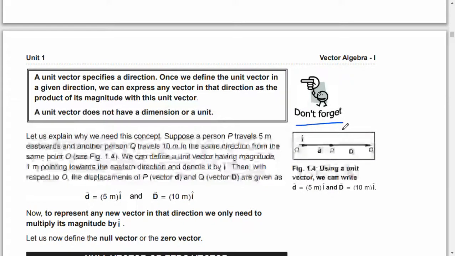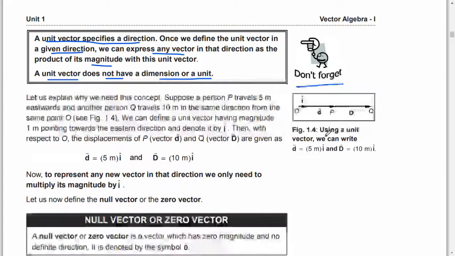Don't forget, a unit vector specifies a direction. Once we define the unit vector in a given direction, we can express any vector in that direction as the product of its magnitude with this unit vector. A unit vector does not have a dimension or a unit. Using a unit vector, we can write d vector equal to 5 m i cap and d vector equal to 10 m i cap.